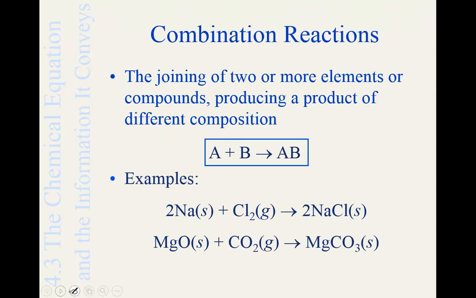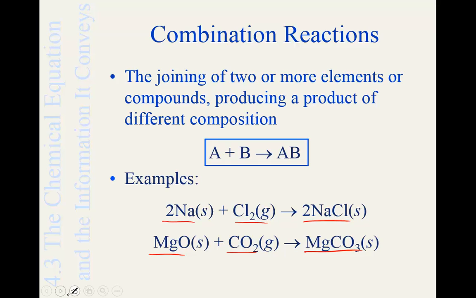So this is what combination looks like. A, B forms AB. So you'll generally see two things on the reactant side and only one substance on the product side. That's why it's a combination.